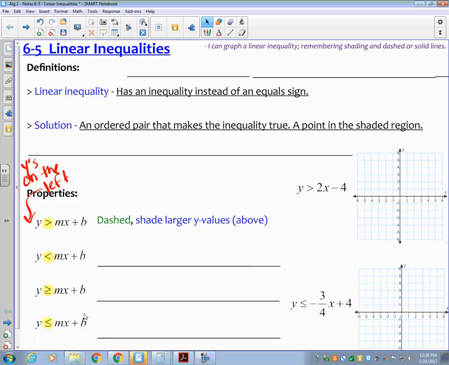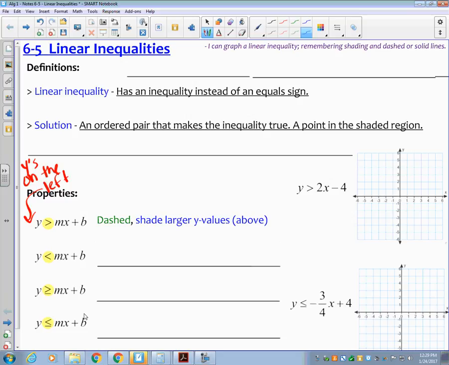Okay, so 6.5. A linear inequality has an inequality instead of an equal sign. The solution to a set of linear inequalities is an ordered pair that makes the inequality true. When your y is on the left and it's greater than mx plus b, it results in a dashed line. And in fact, if it doesn't have an equal to sign, so if there's no line underneath like there are on these last two, then it's going to be a dashed line. It's like an open circle versus a closed circle when we're on a number line. And we're going to shade above.